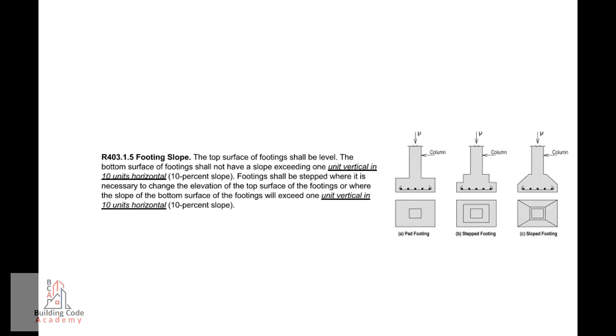R403.1.5 Footing Slope. The top surface of footings shall be level. The bottom surface of footings shall not have a slope exceeding 1 unit vertical in 10 units horizontal, 10% slope. Footings shall be stepped where it is necessary to change the elevation of the top surface of the footings, or where the slope of the bottom surface of the footings will exceed 1 unit vertical in 10 units horizontal, 10% slope.